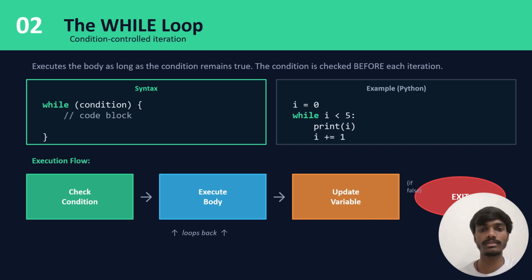The second loop is the while loop, which is condition-controlled. It executes the code block as long as its condition remains true. Crucially, the condition is checked before each iteration. In this Python snippet, we check if i is less than 5 before printing and updating it. If the condition is false right at the start, the loop body won't run even once.